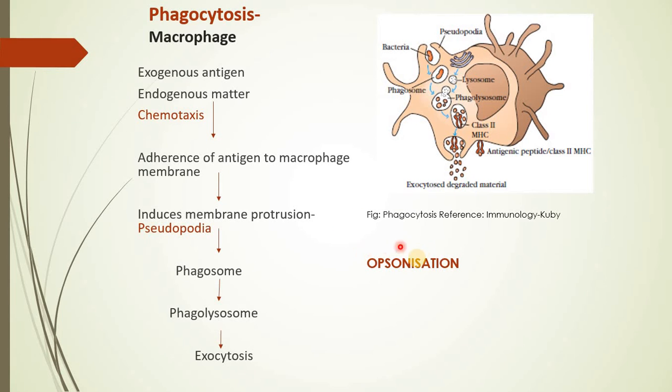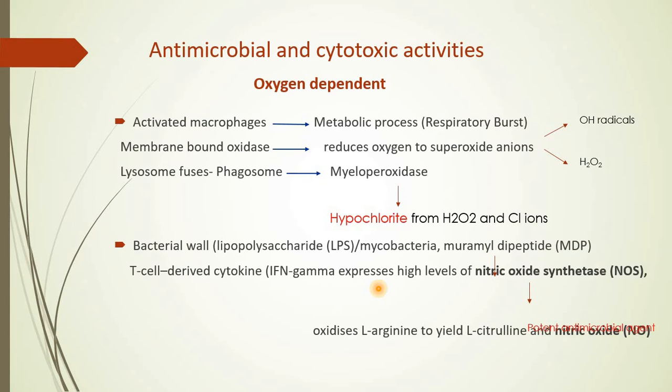Moreover, sometimes the antigens are clubbed together or grouped together in the presence of secretions given out by the macrophages, and this phenomenon wherein a large number of antigens are collected in a massive number is called opsonization. This is an important property of macrophages.